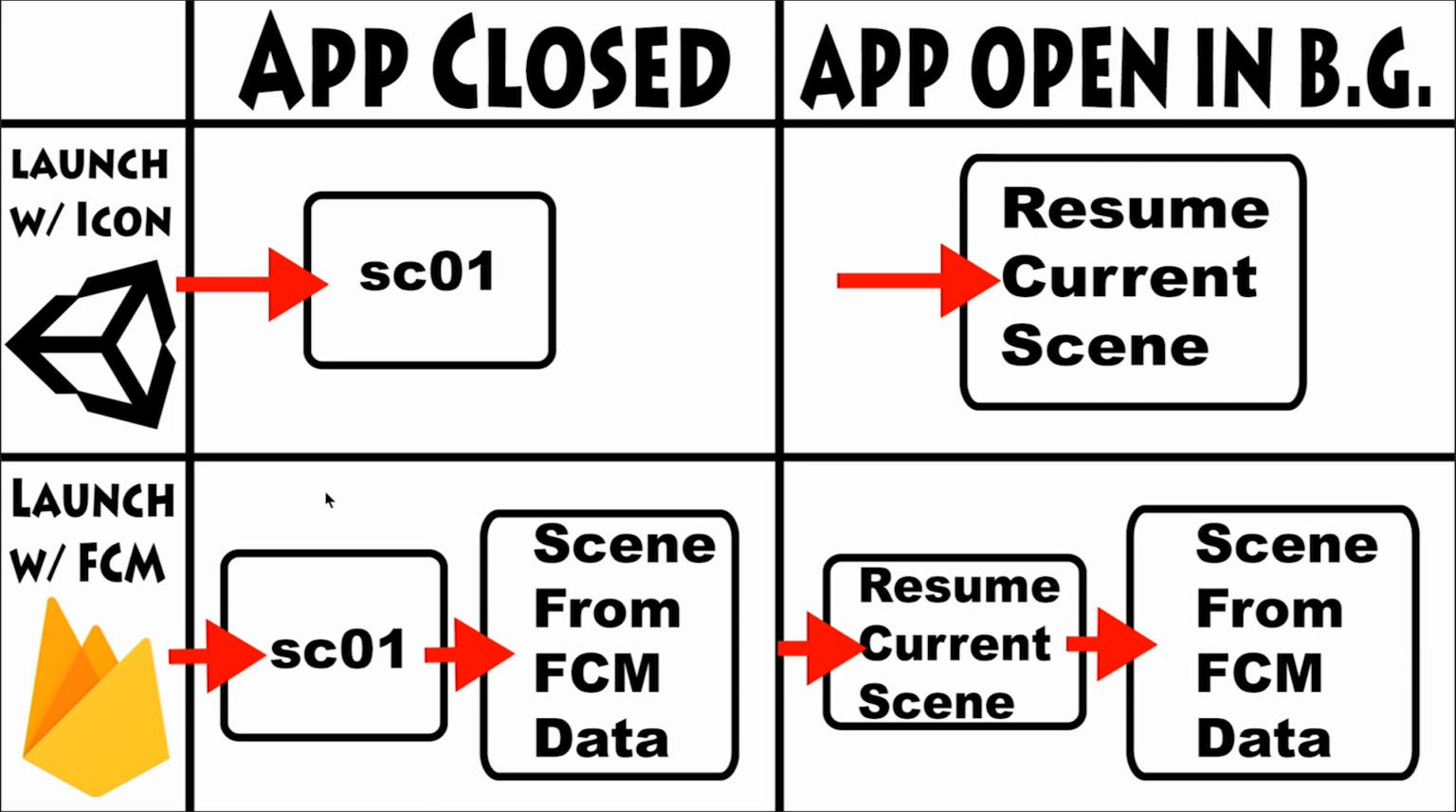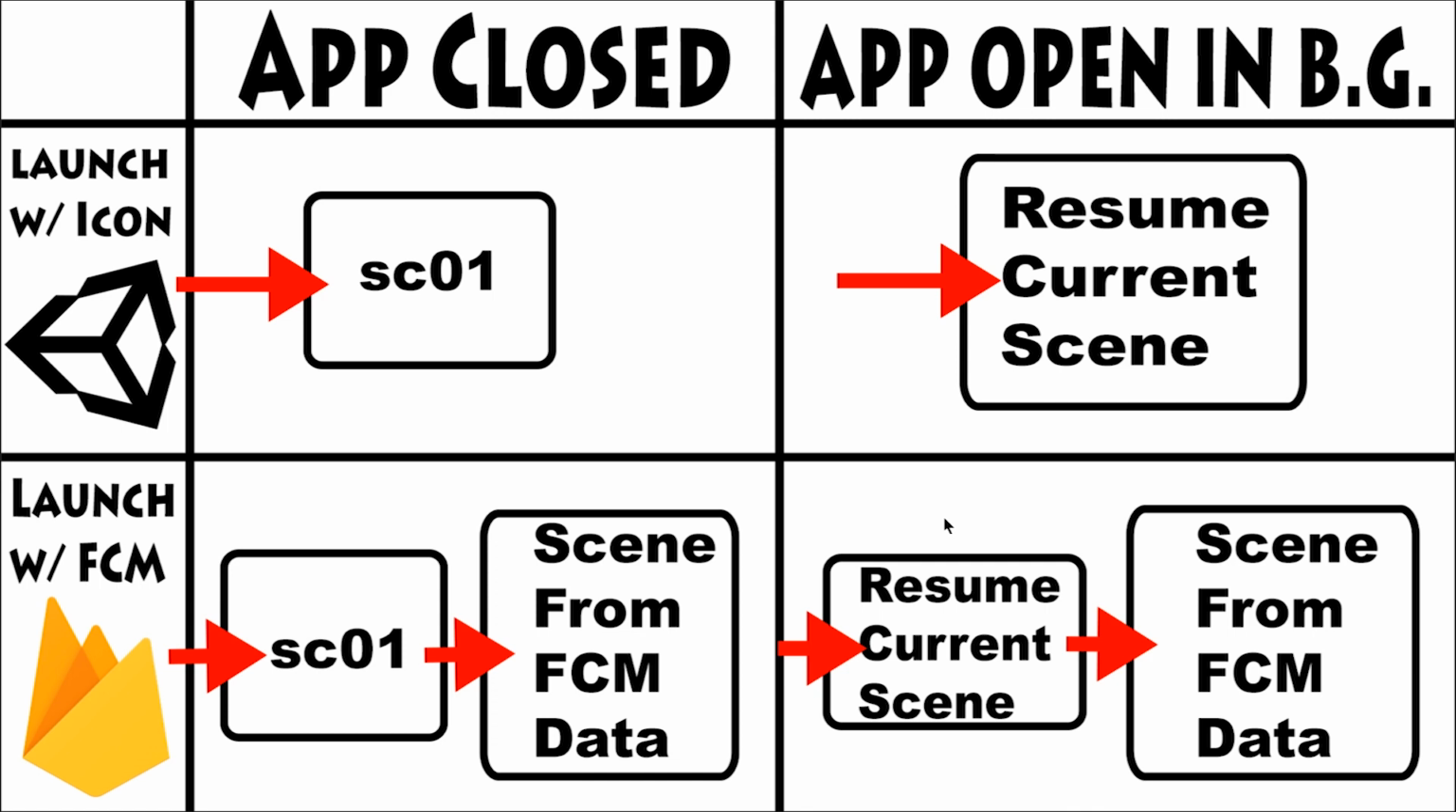All right, so now we're going to go over the use cases for if you're launching the application from the notification. So if the application's closed and you receive a notification for your app, what we want to happen is we're going to load in SC01, just the normal first scene. And then from that SC01, we're going to load the scene from the FCM data. So the notification passes some data, and in the SC01, we're going to be able to extract that data and then use that to load the intended scene.